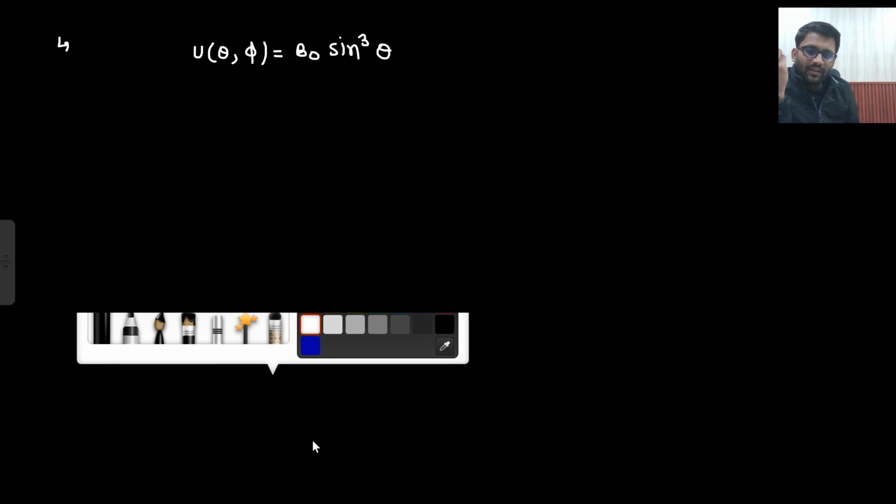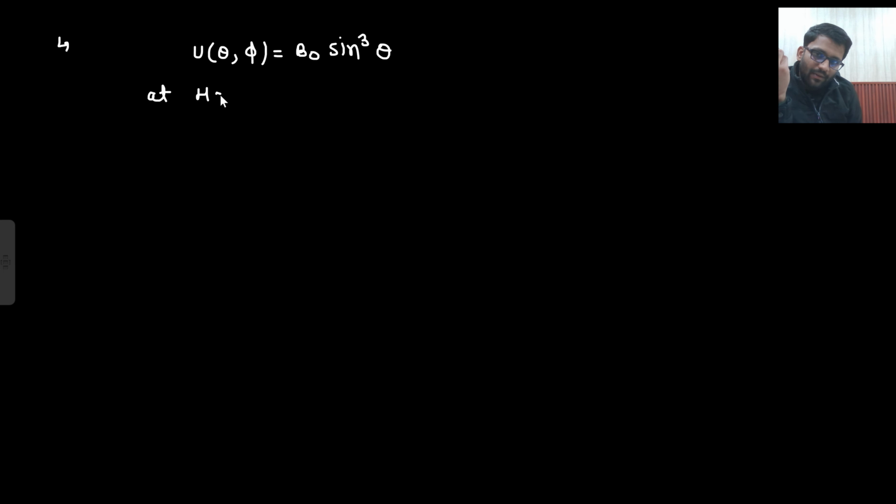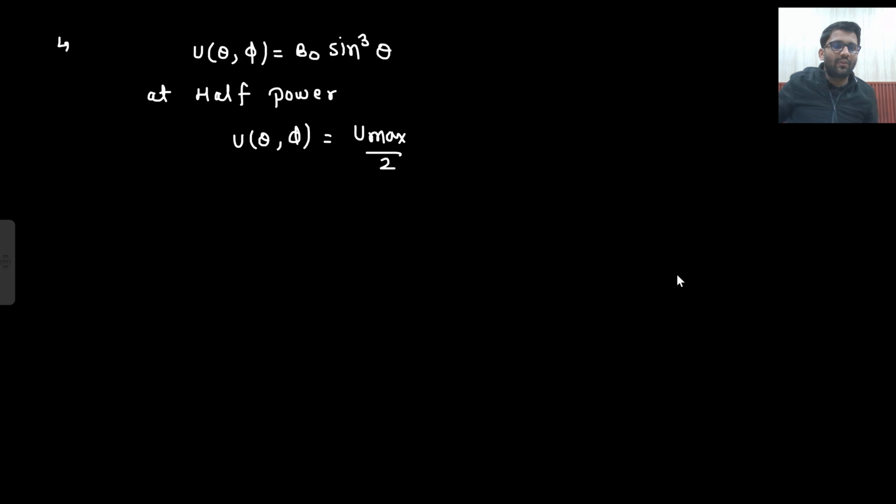So this radiation intensity is associated with power, no? It is nothing but a term of power only. What is radiation intensity? R square into P average. So it is associated with power only. Now if I need to find half power beam width, at half power the value of U theta comma phi would be half of its maximum value, because it is associated with power only. If it was associated with the electric field, then I would have said that at that point it would be E naught by under root 2.